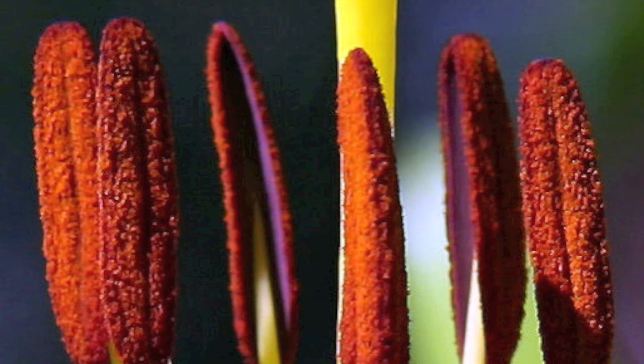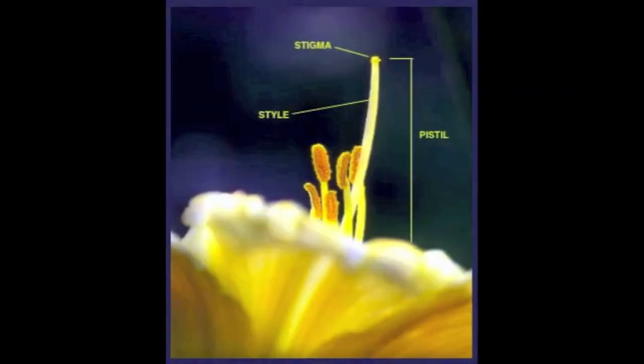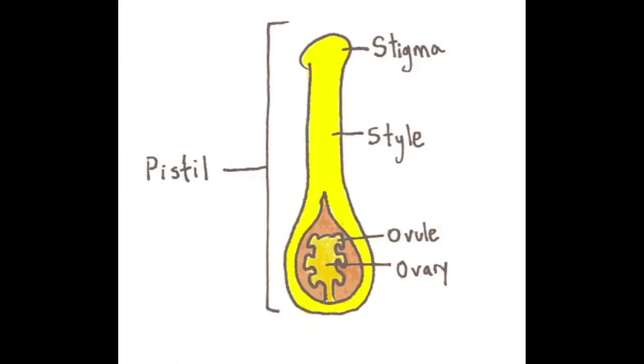The female part of the plant is called the pistil or the carpel. The female part of the flower is made up of the stigma, style, and ovary. The stigma is the sticky bulb that is in the center of the flower. It is the part of the flower which receives the pollen grains. The style is the long stalk that the stigma sits on.